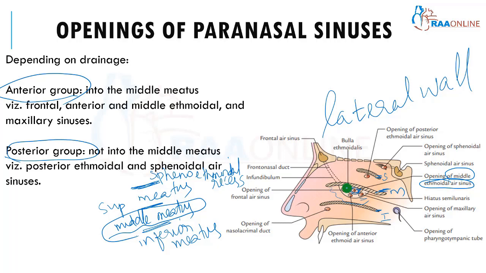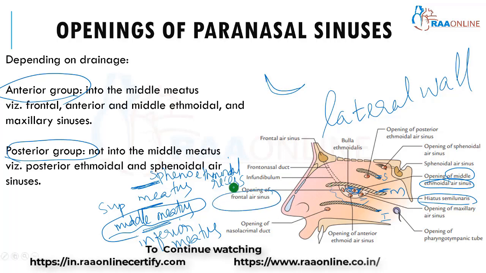And below the bulla ethmoidalis is a space called the hiatus semilunaris. The semilunar space here is called the hiatus semilunaris. Into the hiatus semilunaris open the frontal air sinus, then the anterior ethmoidal air sinus, and also the maxillary air sinus.